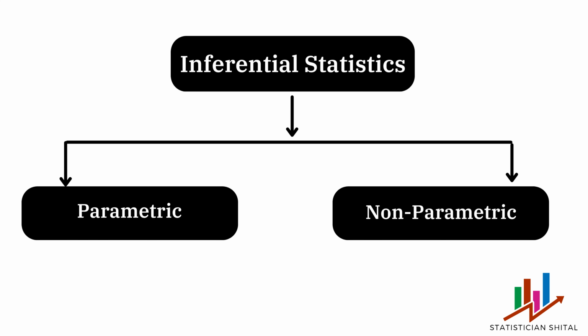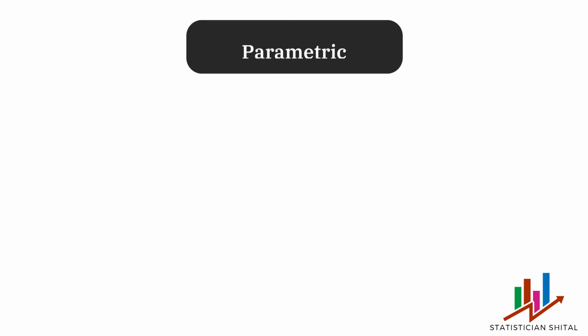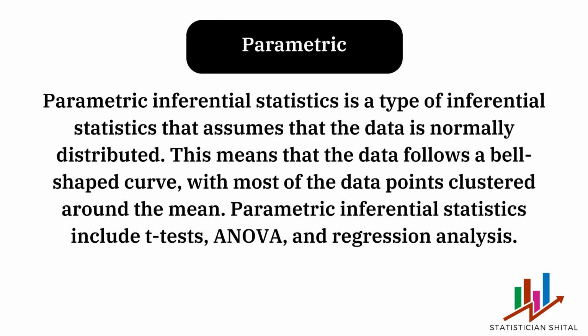There are several methods of inferential statistics: parametric and non-parametric inferential statistics. First we discuss parametric inferential statistics. It is a type of inferential statistics that assumes that the data is normally distributed. This means that the data follows a bell-shaped curve with most of the data points clustered around the mean.